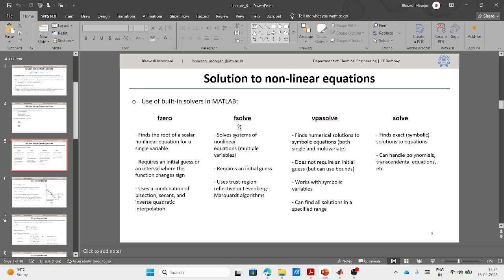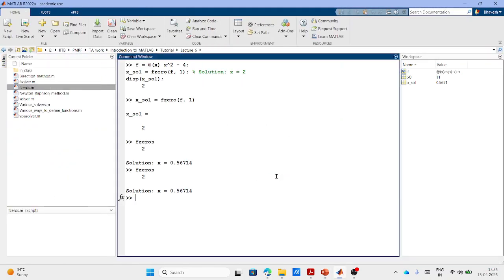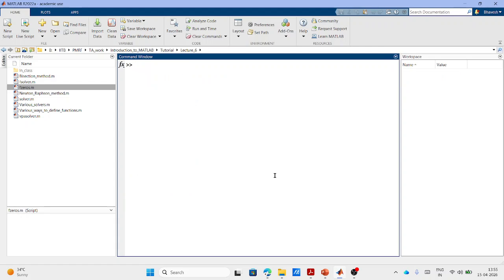Then the second function that you have in MATLAB is the fsolve command. The fsolve command solves a system of non-linear equations with multiple variables. You have to provide some initial guess, and it uses the trust region reflective or Levenberg-Marquardt algorithm, right? Don't worry about this algorithm, but if you are learning about optimization, or in future you do some optimization problems, you will understand these are fairly common methods used to find the solution to optimization problems, specifically for multivariable components, right? So to find the solution of multivariable functions, we use fsolve, right?